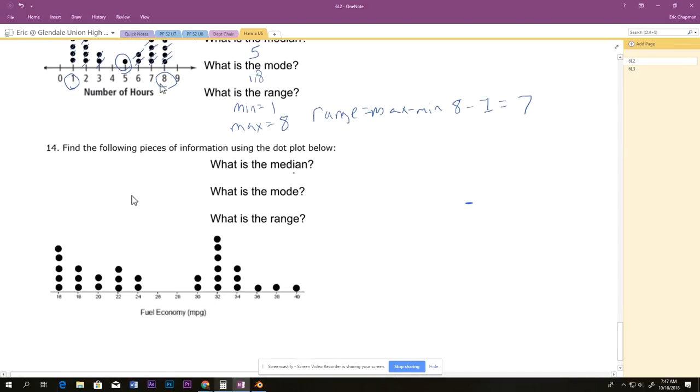Oh, good, we don't have to find the average. So the median, let's count them all up. We got 1, 2, 3, 4, 5, 6, 7, 8, 9, 10, 11, 12, 13, 14, 15, 16, 17, 18, 19, 20, 21, 22, 23, 24, 25, 26, 27, 28, 29.